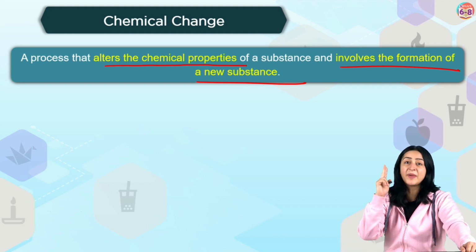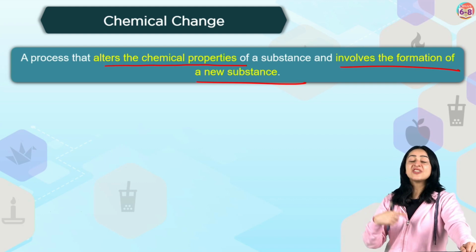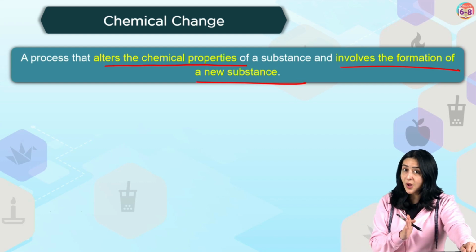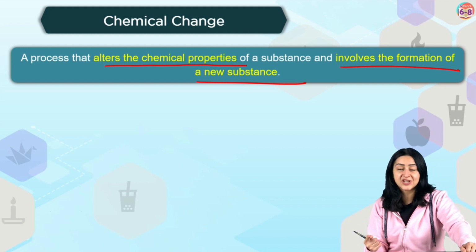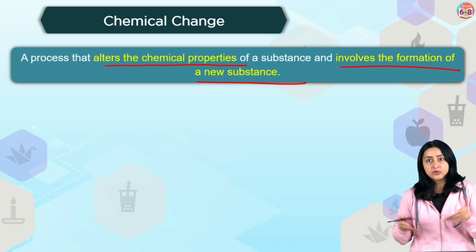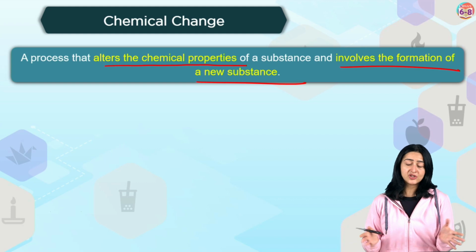Well, there are 2 basic things over here. Number 1 is that there is a change in the chemical properties, right? Not just the physical properties, the chemical properties have changed over here, and because the chemical properties have changed, you've got a completely new substance. This is what we call a chemical change.